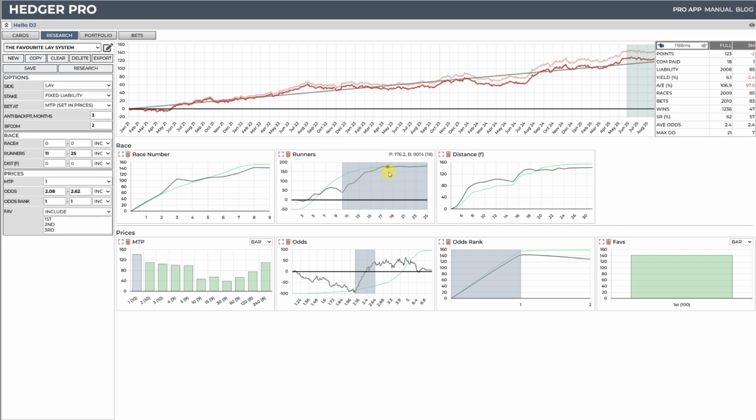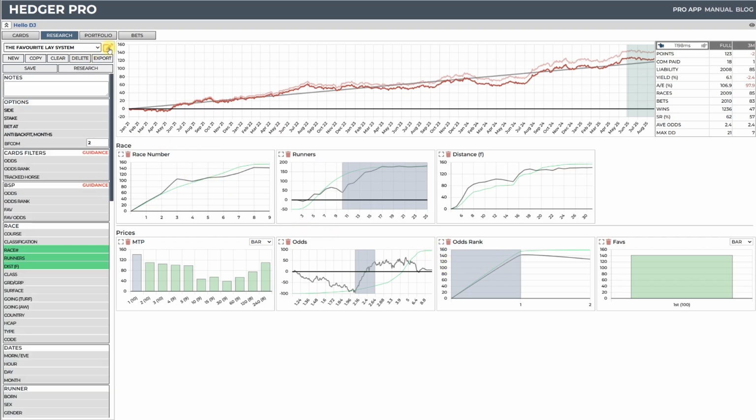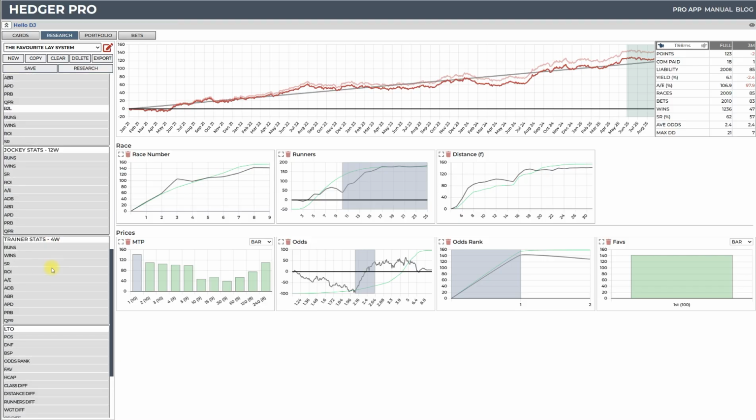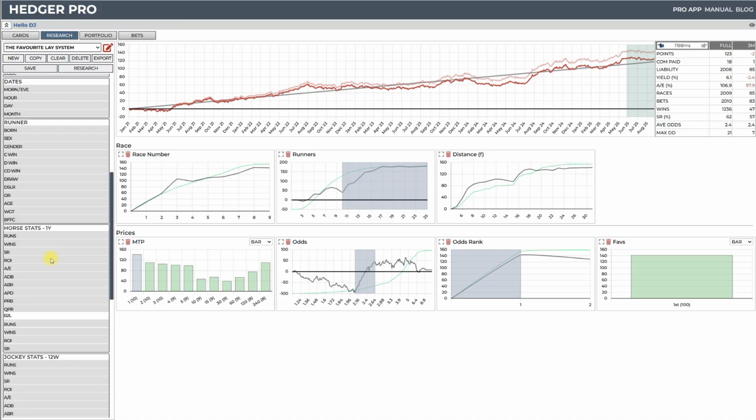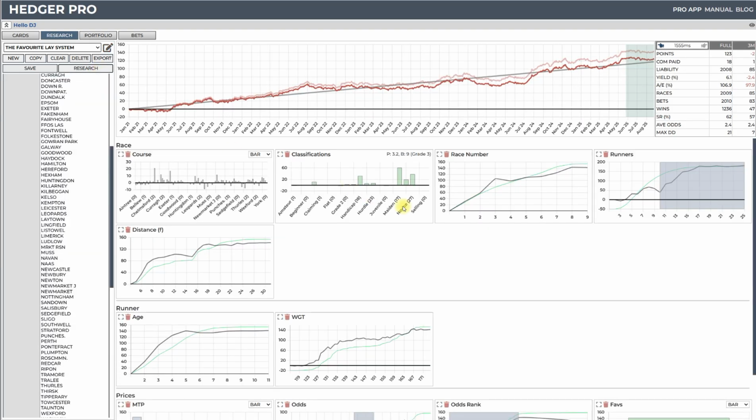But this still has potential. Whereas some people may write this off. It's a very simple system, isn't it? Loads of runners, laying the favourite at a specific odds range, if it has got that amount of runners. But what I've been doing with my recent systems is looking at the course classification. I do have that included sometimes. I do also find weight and age is very useful. Let's include these as well.